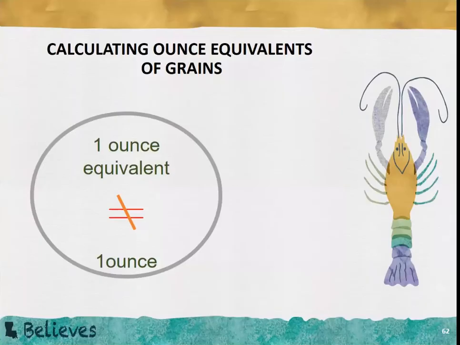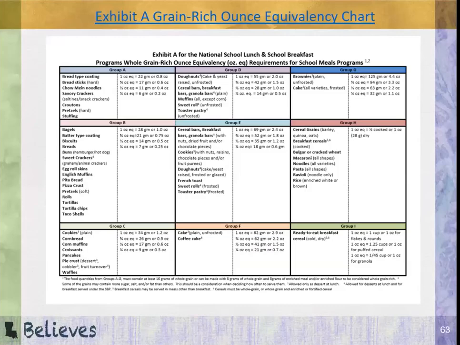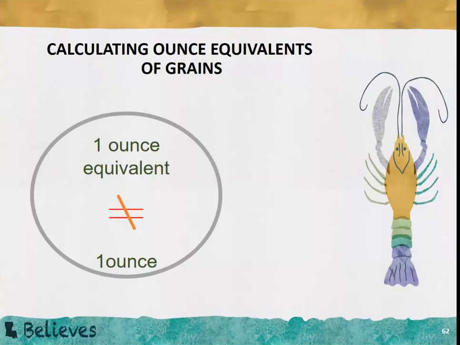Remember, when determining bread grain crediting for meal planning and documenting serving sizes on production records, that a 1 ounce equivalent for crediting in the meal pattern does not necessarily equal 1 ounce. Refer to the Exhibit A grains chart for crediting of bread grains by type.